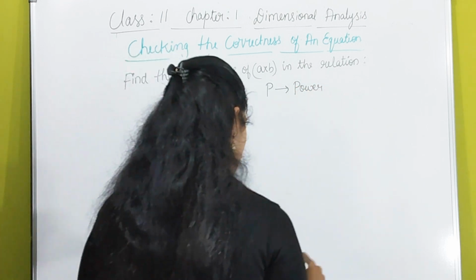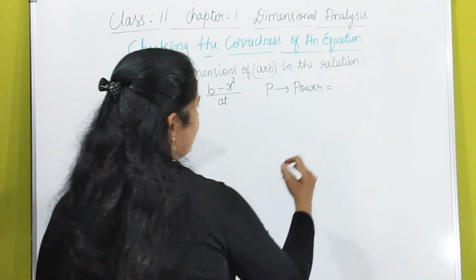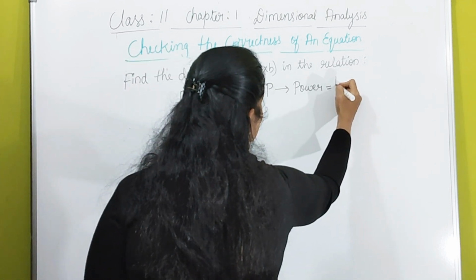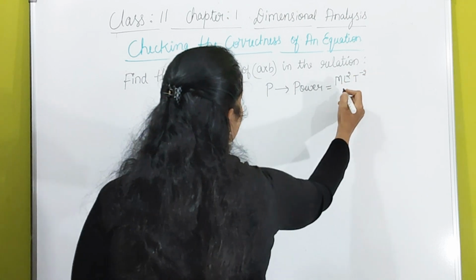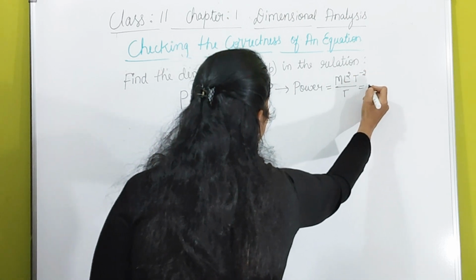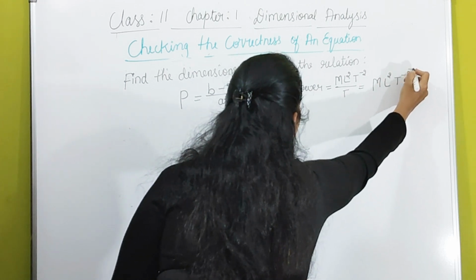P is power. What is the dimension of power? Rate of doing work, work by time. Work is energy, so it is m L square T minus 2 divided by time. So together it is m L square T minus 3.